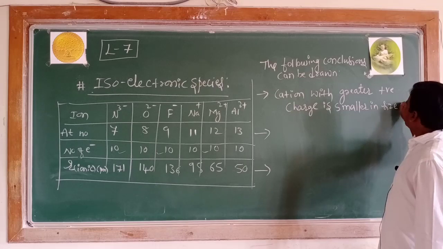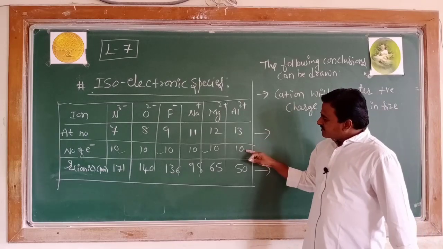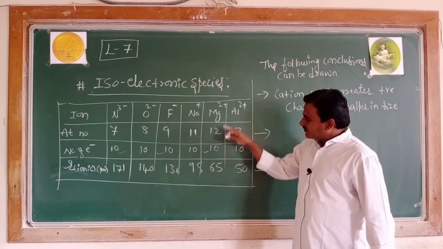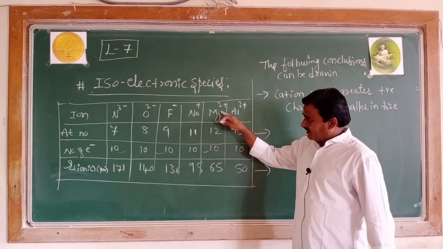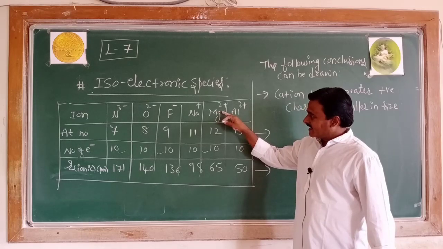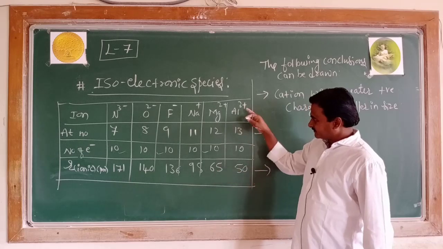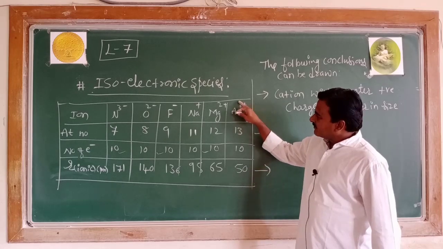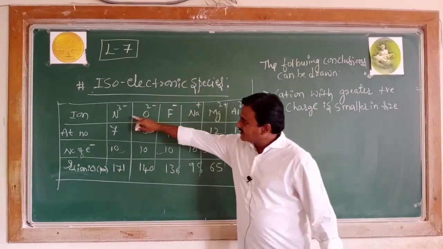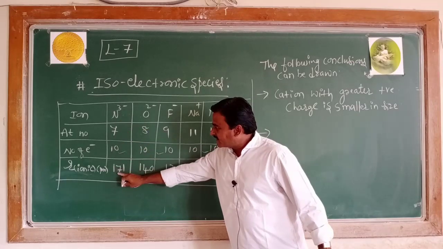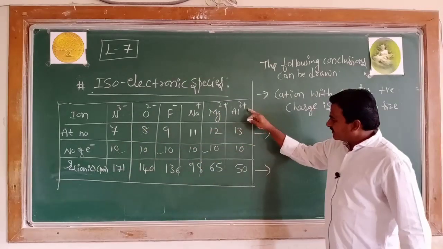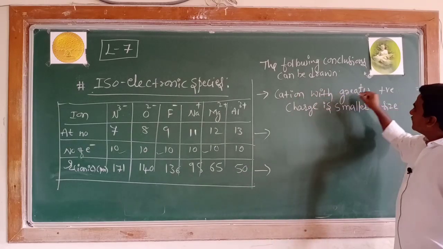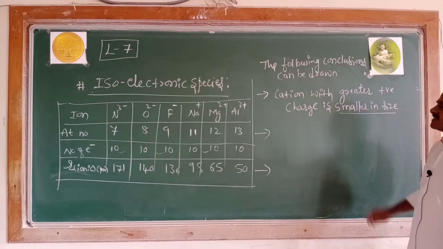You can check. The number of electrons in the aluminium ion is 10. That in the magnesium ion is also 10. But check the size or the radius. Ionic radius of magnesium is 65 picometer. Aluminium ion is 50 picometer. Even the number of electrons in the aluminium ion is 10, and that in the nitride ion is 10. But check the ionic radius: nitride is 171 picometer, and that of aluminium is 50 picometer. Thus, the first conclusion: cation with greater positive charge is smaller in size.